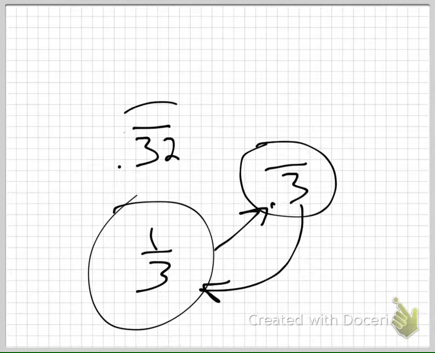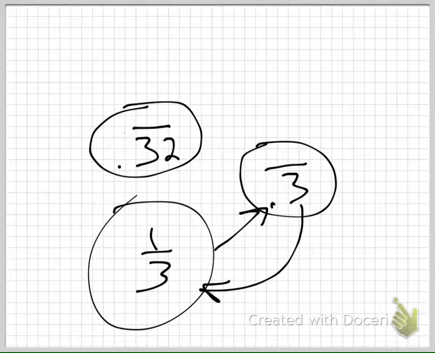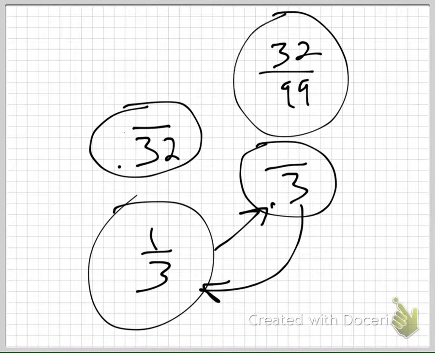Okay. 0.32. Do you guys know how to do this? You know what 0.32 is written as a fraction? Haven't we done this, or was that last year? Anything with a repeating decimal over it? It's not 32 hundredths. It's 32 99ths. So guess what I just did? I just wrote that as a fraction, which makes it a rational number.